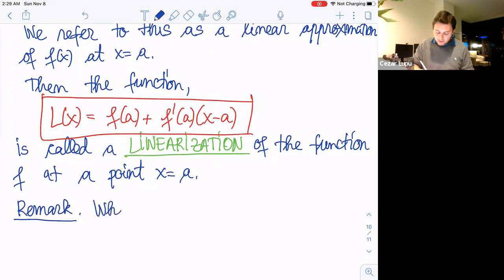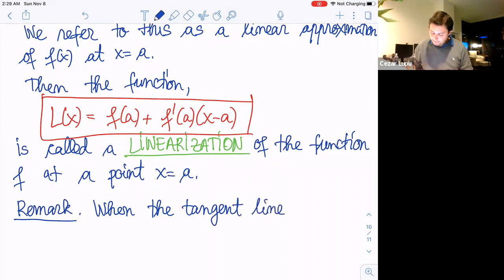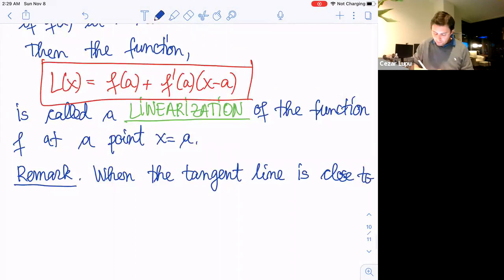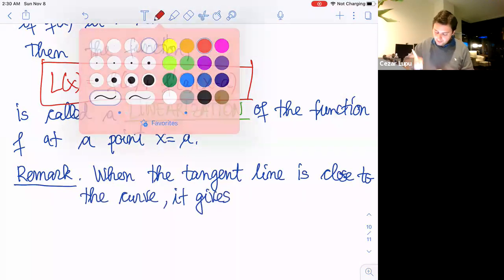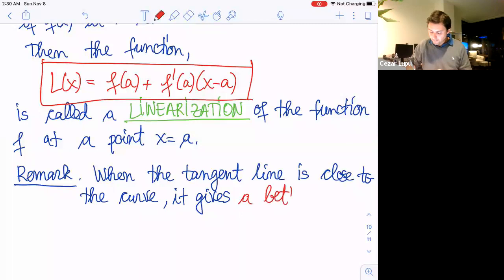Well, when the tangent line is close to the curve, it gives a better linear approximation.